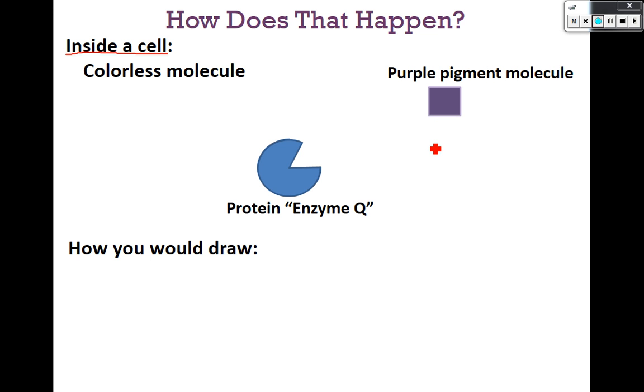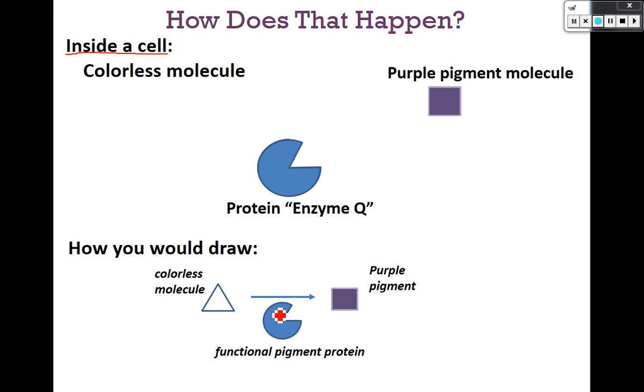So you would draw that like this. Here's my enzyme, and I've got a colorless molecule, and it becomes a purple molecule as it goes through the enzyme. And we would call this a functional, meaning working, pigment protein. And so you can go ahead and draw this, and then you can write that the flower would be purple.